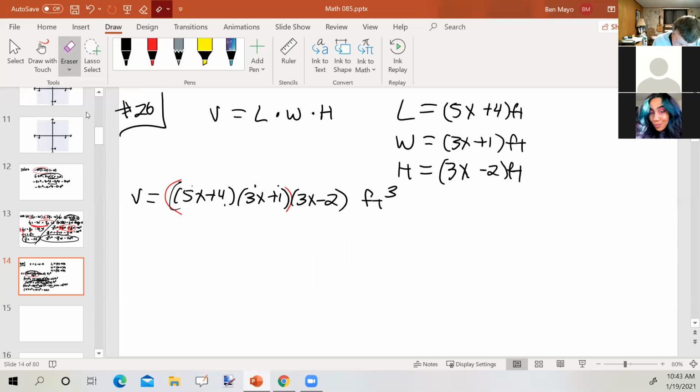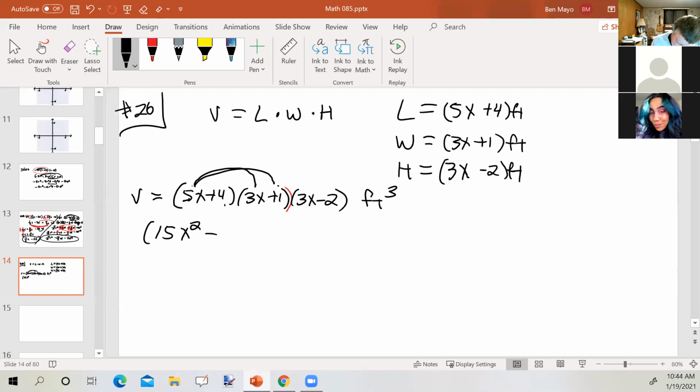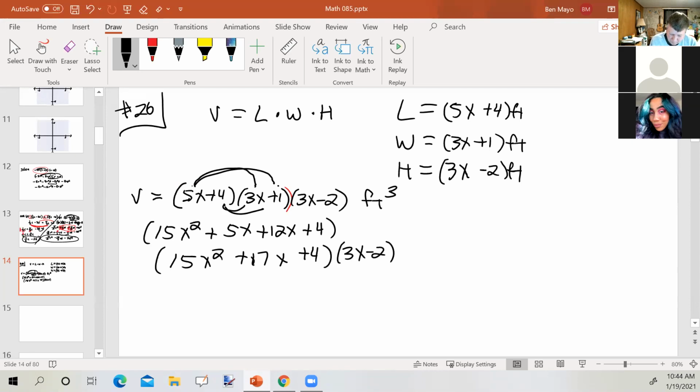Okay, that's a parentheses. Let's try this again, see if I can get it right this time. 5x times 3x is 15x squared. 5x times 1 is 5x. There we go. 4 times 3x is 12x. 4 times 1 is 4. That becomes 15x squared plus 17x plus 4, all times 3x minus 2.